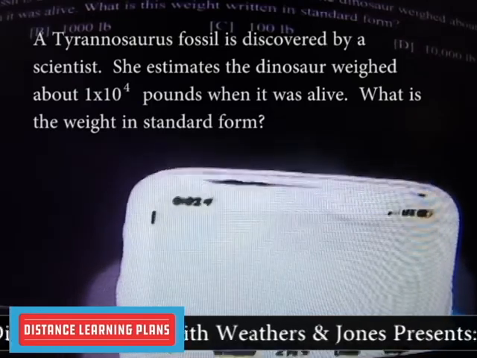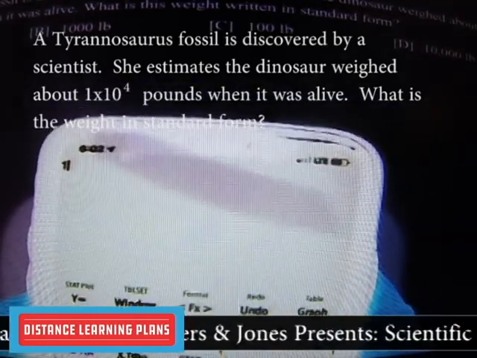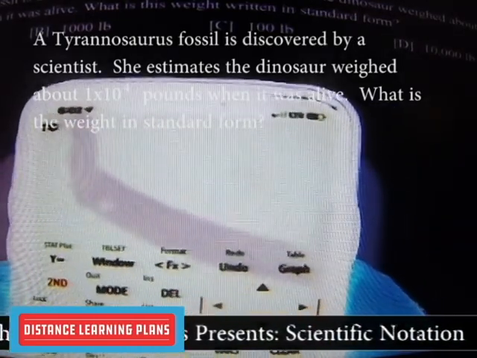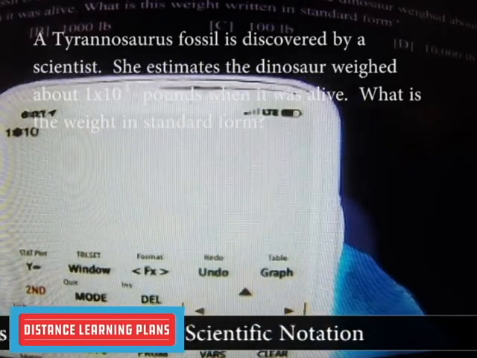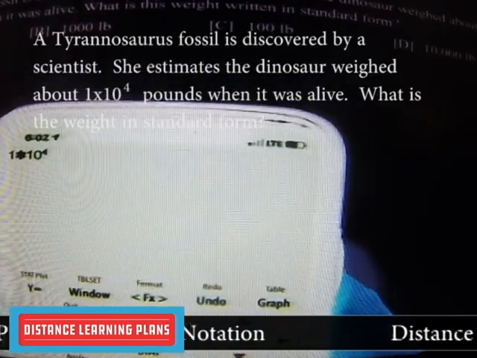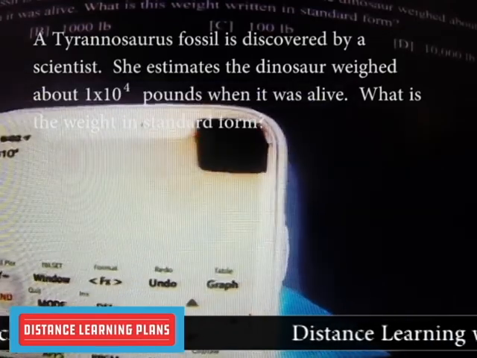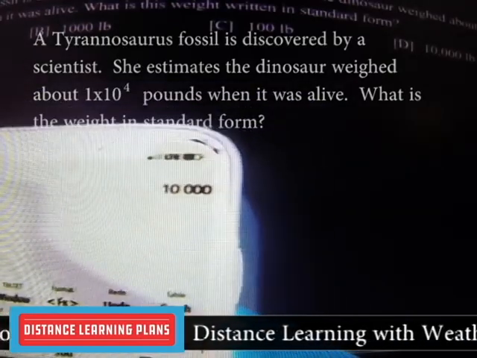Now we'll type it in. So 1 times 10 to the 4th power. Press enter. It shows our answer is 10,000.